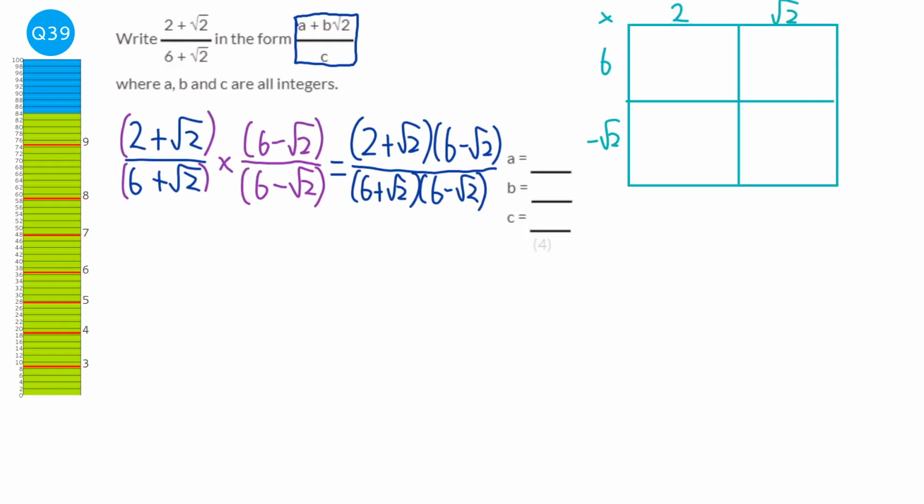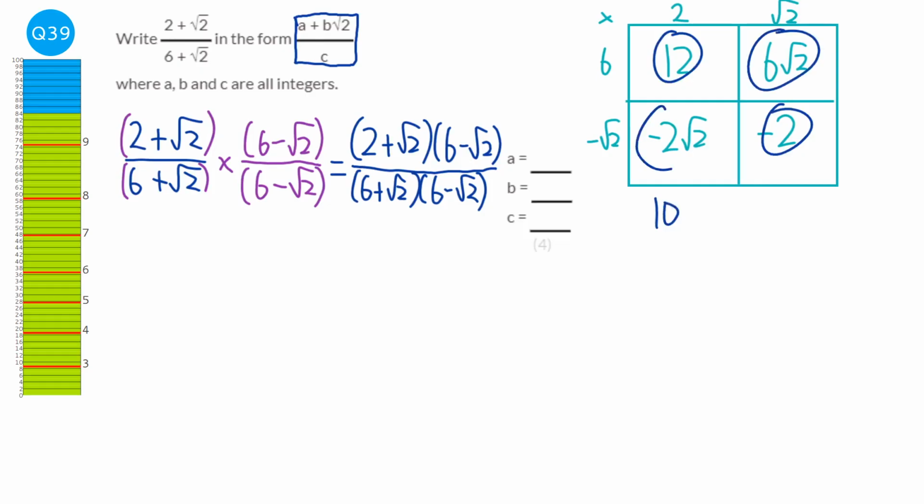So 6 times 2 is going to be 12, and that's going to be 6 root 2 minus 2 root 2, and then that would be minus and a positive is a negative, and then root 2 times root 2 is just going to be 2. And so when we add these two together, we're going to get 10. When we add these two together, we're going to get plus 4 root 2.